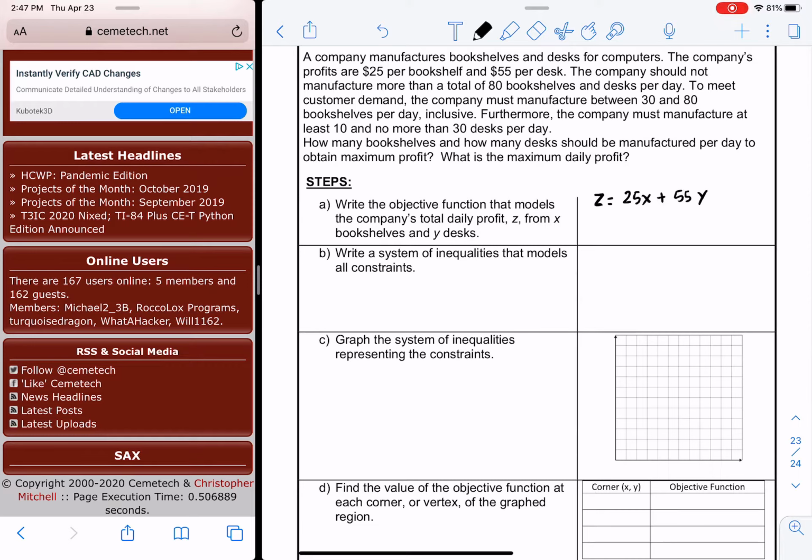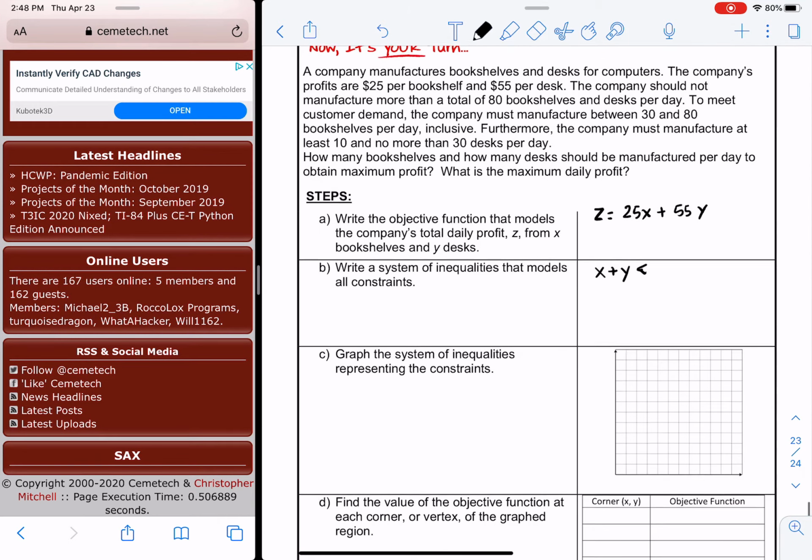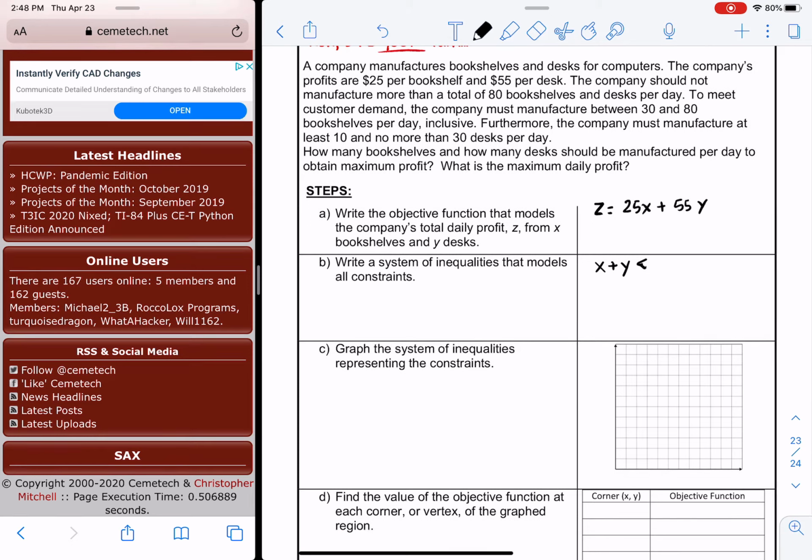Now we have to go to the constraints. So the company should not manufacture more than a total of 80 bookshelves and desks per day. In other words, the number of desks, y, plus the number of bookshelves, x, must be less than or equal to 80.